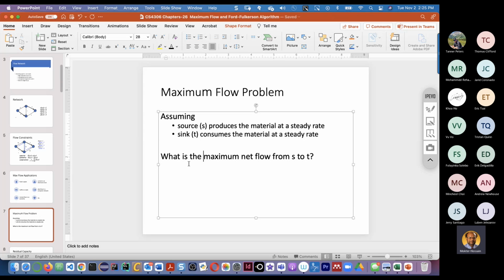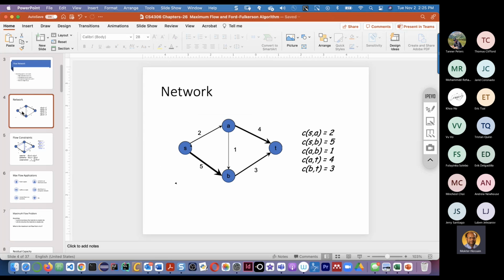So then we need to find what is the maximum net flow from S to T. How much we can pass from S to T. For instance, let us see a simple example from here.